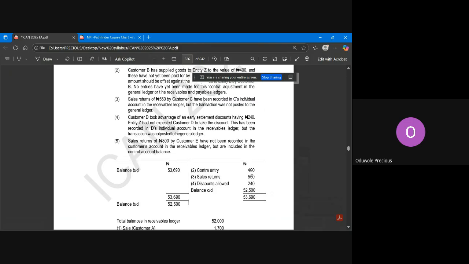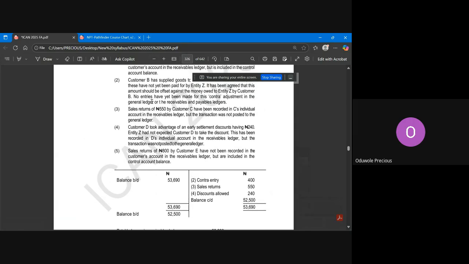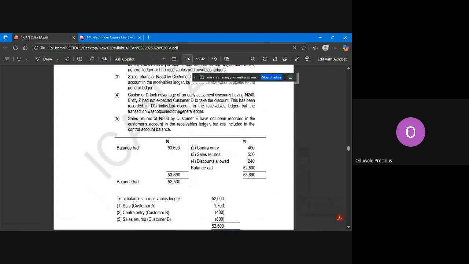But it's not only here the 400 will come. The 400 will also come here to your receivable ledger. Why? Because they said no entry has yet been made for this contra adjustment, both in the general ledger and the receivables control account. So it will affect both this and this. In this place, when something is on the credit side, it means you are minusing it from here. So this one too is in form of minus, negation.